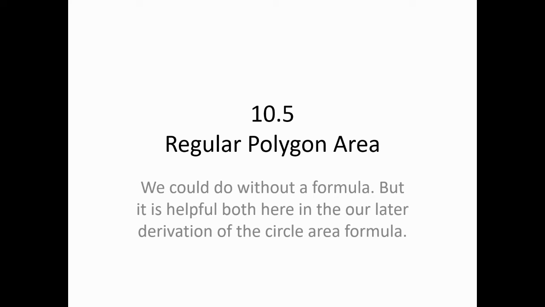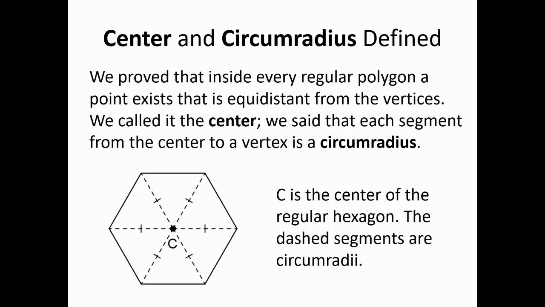We will build upon the work of section 10.4 and derive the regular polygon area formula, or at least one form of that formula. So a bit of review work before we do that, because what we do here will be based upon that previous section and the results that were proven there.